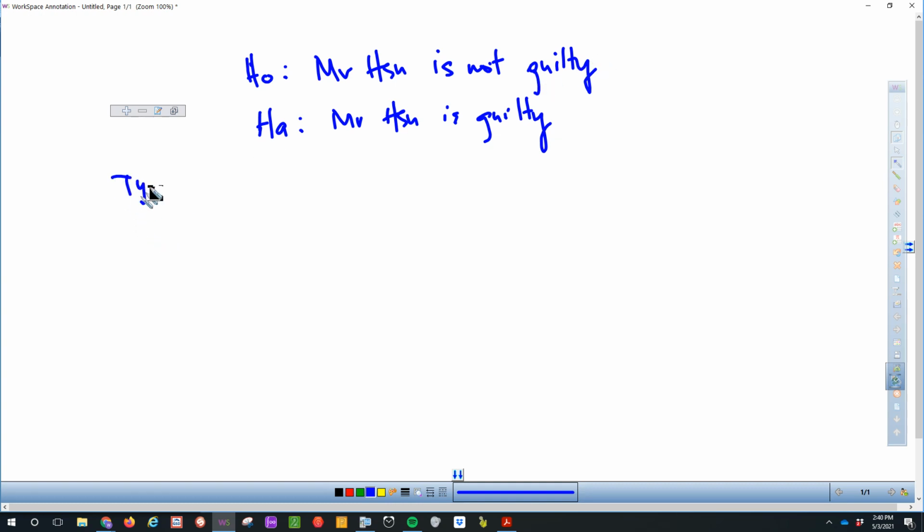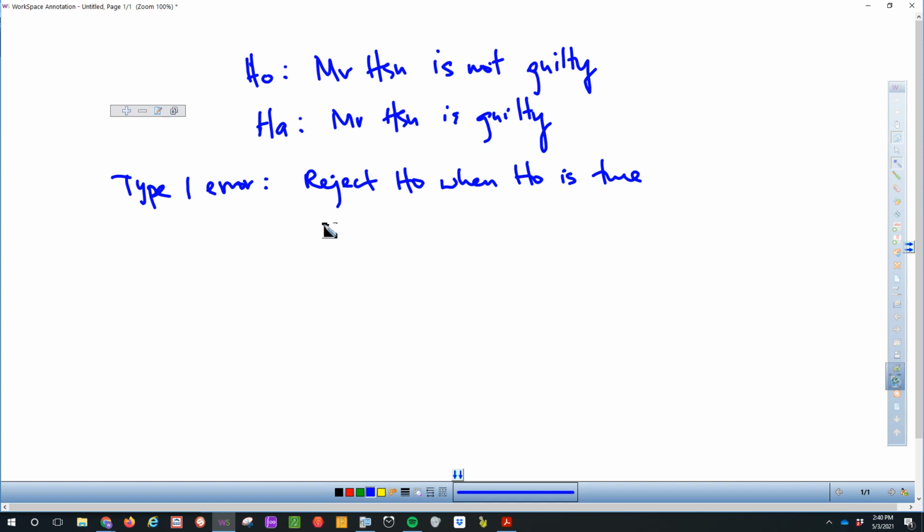Now, Type 1 error is this. Type 1 error is when you reject H naught when H naught is true. So think about this. You reject H naught, so you're rejecting that Mr. Su is not guilty. In other words, you're saying that he is guilty, but in fact he is really innocent.